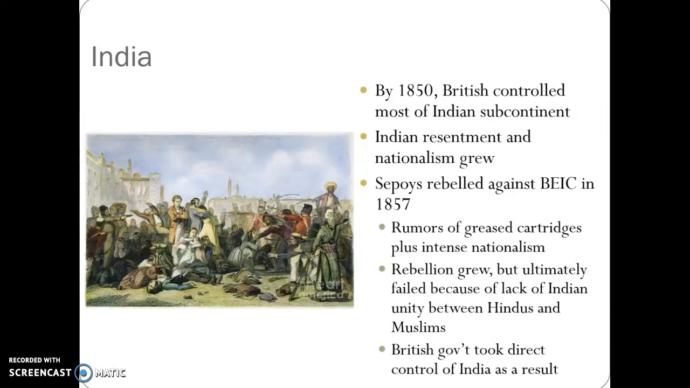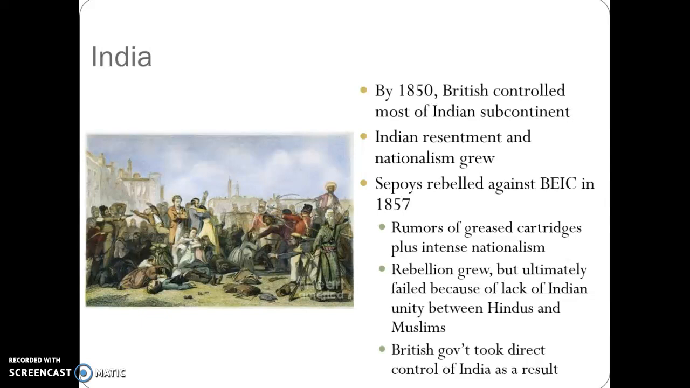Now, I mentioned those sepoys before. By about 1850, the British East India Company had been able to take over most of India using those Indian troops. And there was, like everywhere else, quite a bit of Indian nationalism that was starting to happen. The Indians didn't want to be controlled by the British economically and politically. And in 1857, there was a nationalist rebellion.